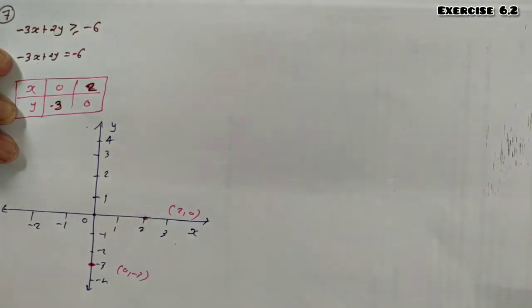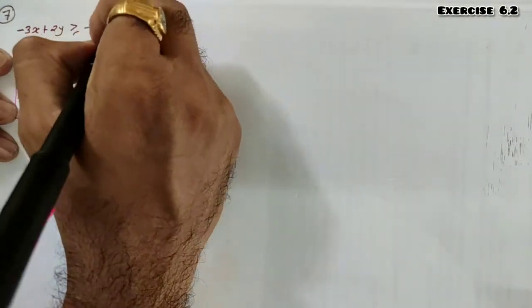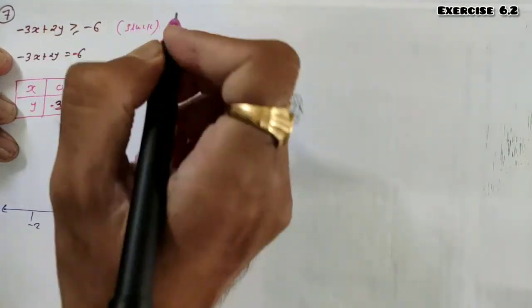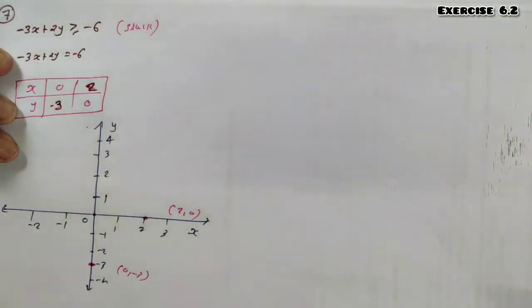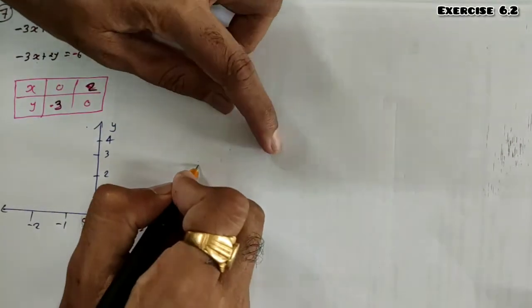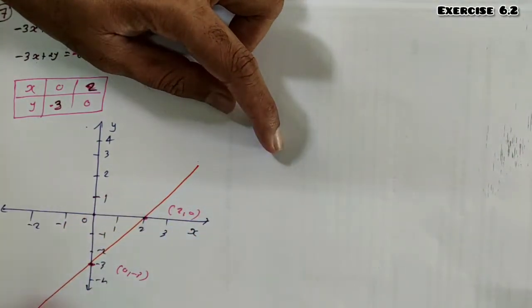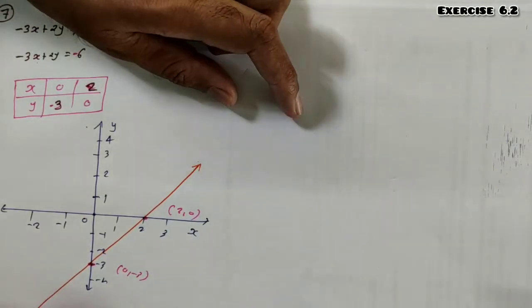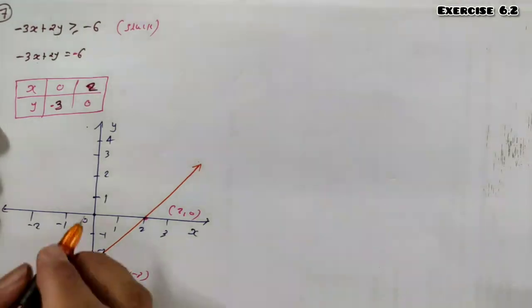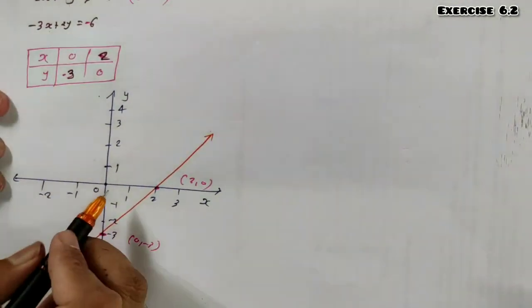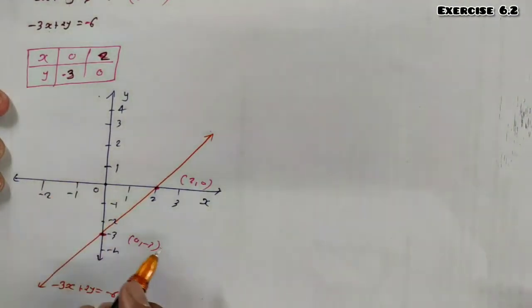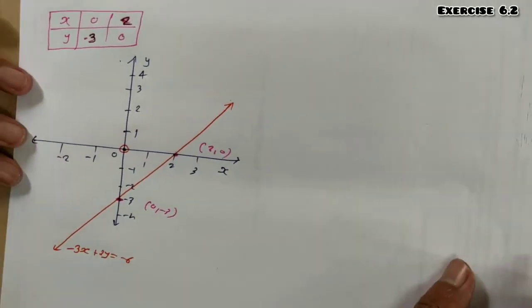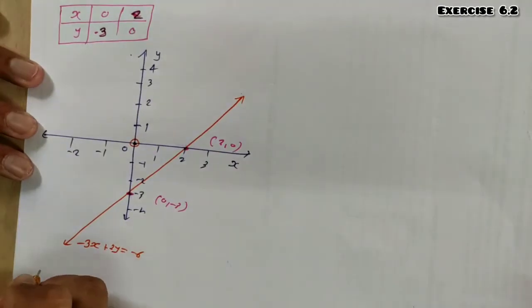So the 2, 0 point. Now here the inequality is a slack inequality. For this slack inequality, we have to draw the solid line. So here, this is the graph of the given equation, minus 3x plus 2y equal to minus 6. So again, we have to consider two half planes, the half plane towards the origin and the half plane away from the origin. So again, we will check for this origin 0, 0, whether this 0, 0 lies in the solution or not.